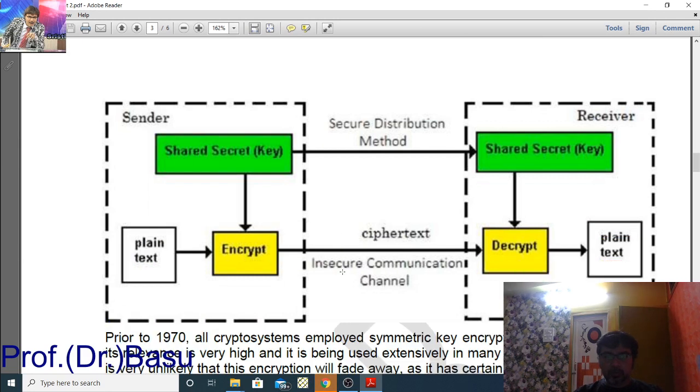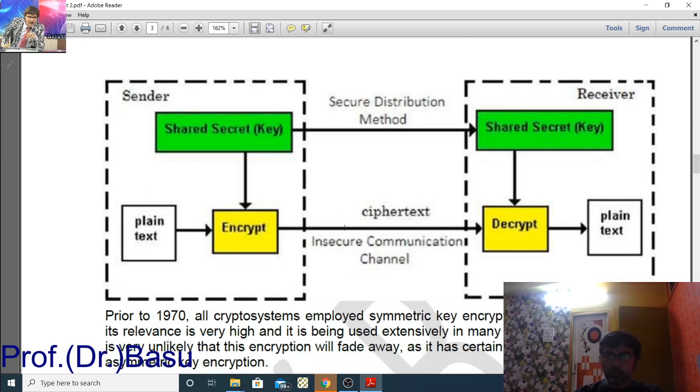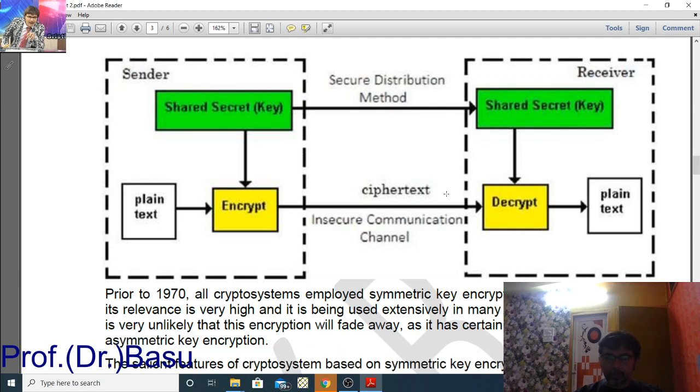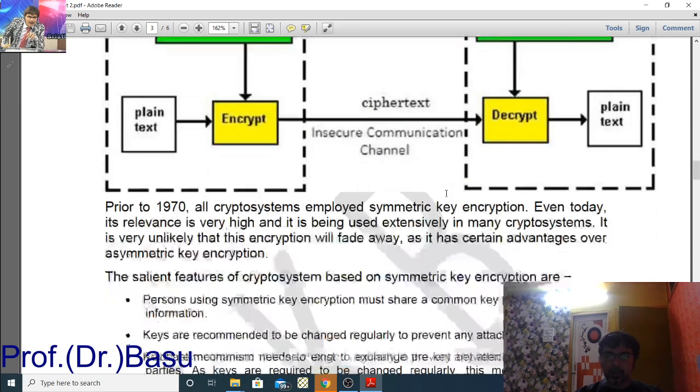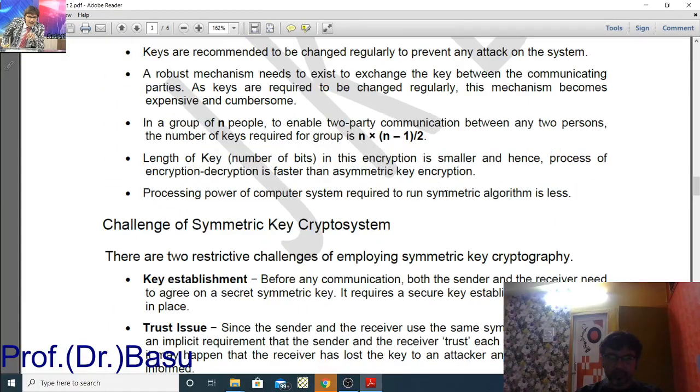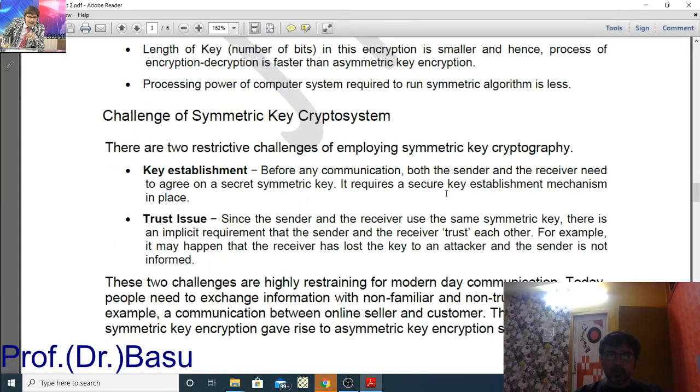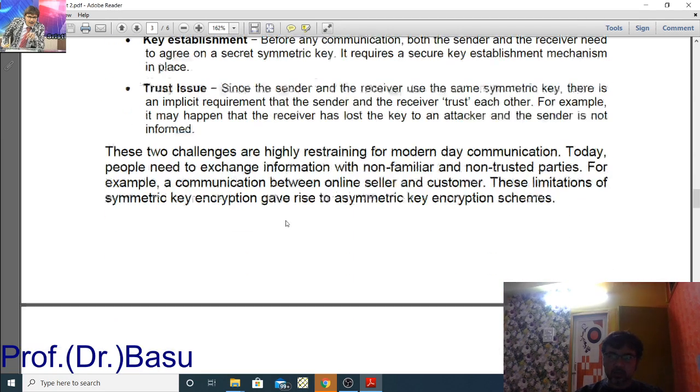Here is a very beautiful block diagram of the secured distribution method. This is the plain text and shared secret key encryption. Here is the symmetric key encryption technique where sender and receiver agree on the same key for the encryption and decryption. The challenge of the symmetric encryption system is key establishment and trust issue.